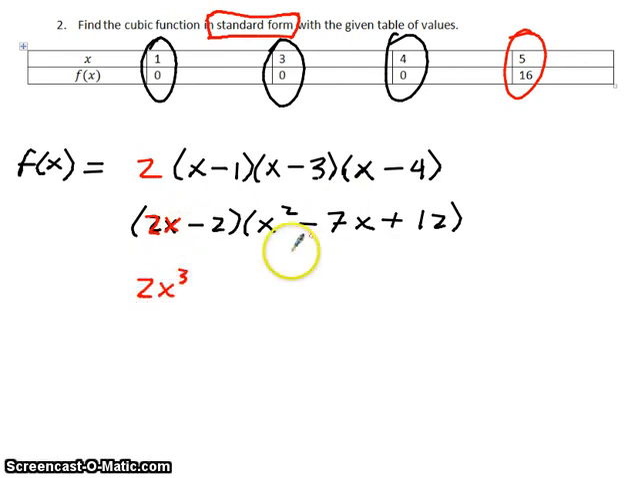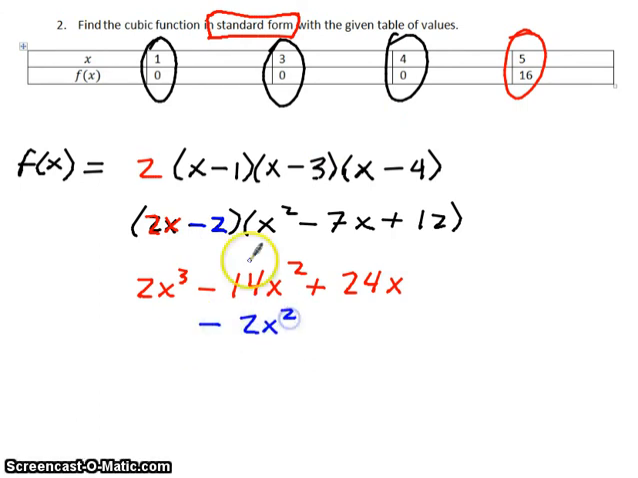the third. 2x times minus 7x is minus 14x to the second. 2x times 12, we have 24x. And then let's multiply the negative 2. Minus 2 times x squared is going to give us minus 2x squared. Minus 2 times minus 7 is a plus 14. And then we have minus 2 times 12, which is minus 24.